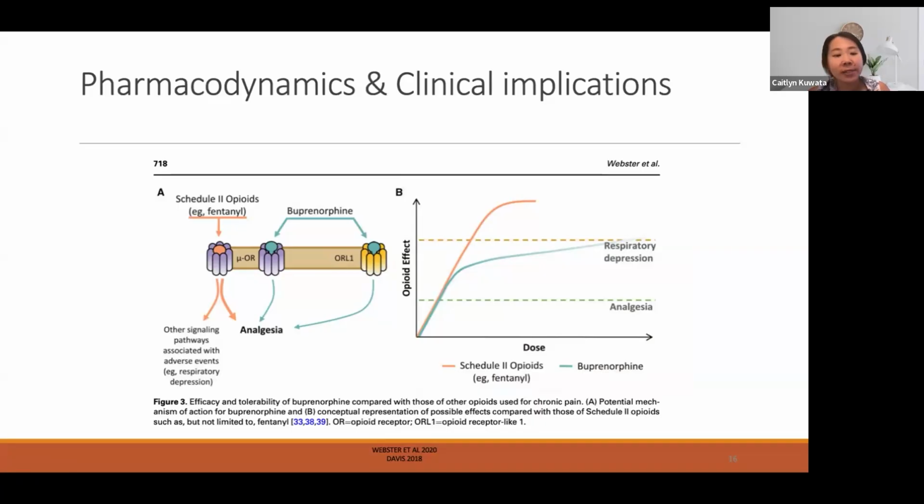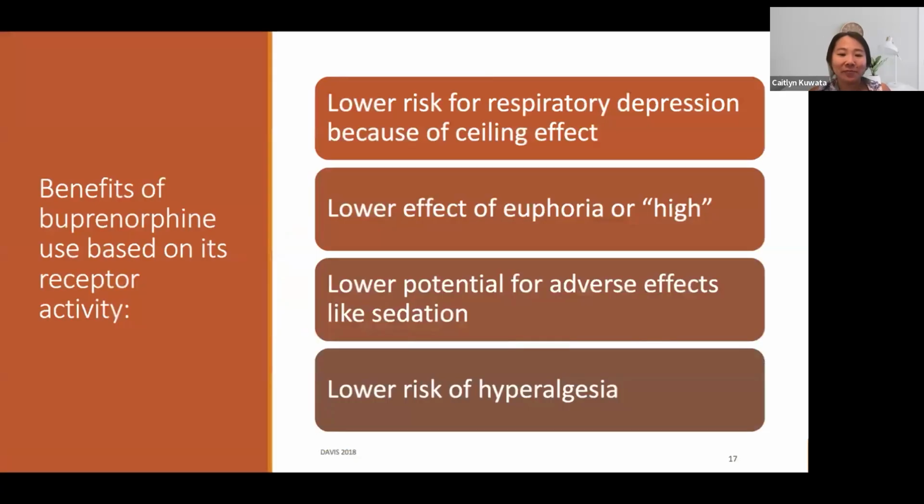It's not zero, right? It's still an opioid. It still has that risk of respiratory depression, but it's a little bit less compared to traditional full agonists like morphine or oxycodone. But it does have the ability to provide analgesia. So partial agonism does not mean partial analgesia.